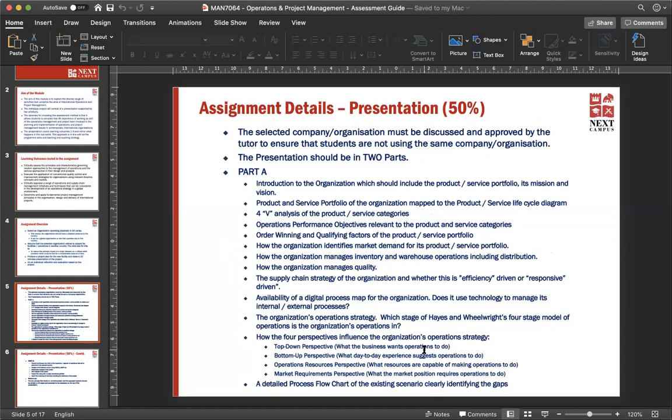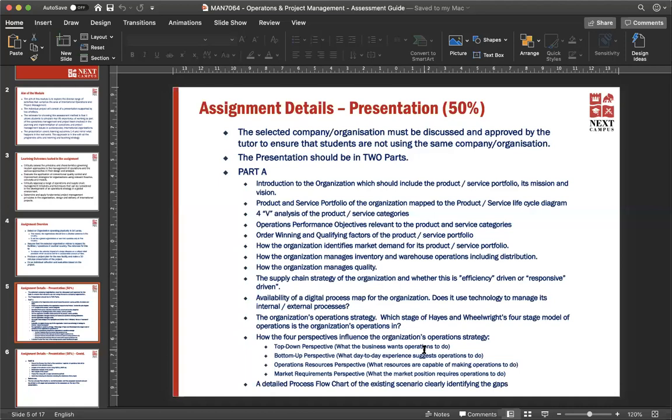One is a top-down perspective. Top-down perspective means your CEO, your head, your board of directors, looks at your operations and tries to find out what the business wants operations to do. So it's a top-down approach. They set your business strategy and they look down and then tell the operations, look, to drive the business strategy, you need to do this. That's the top-down perspective of an operation strategy.